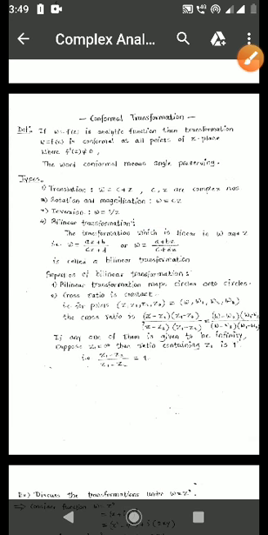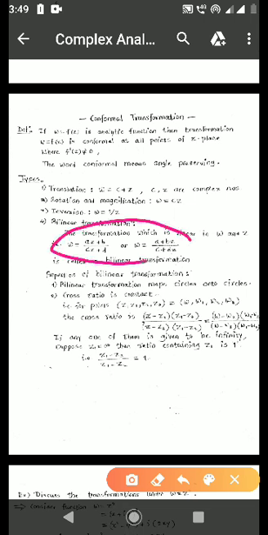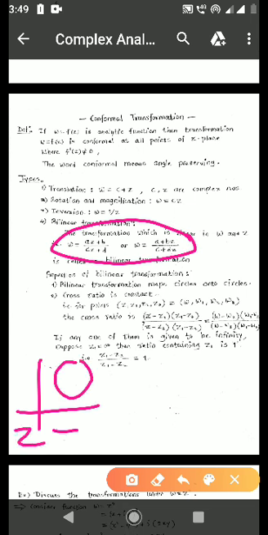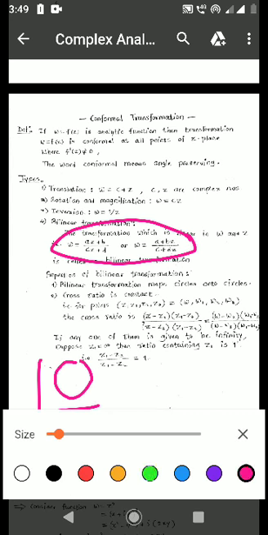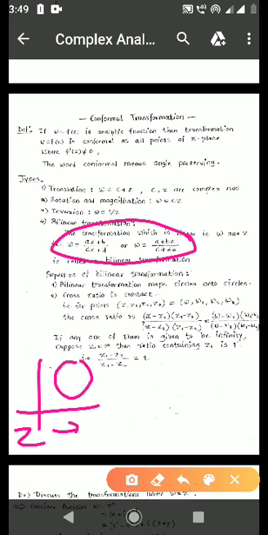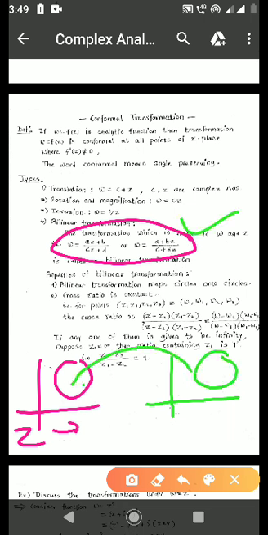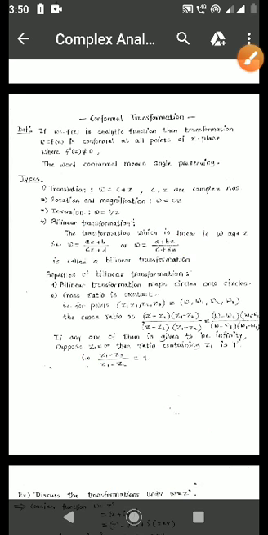Now the properties of this bilinear transformation: it always maps circles onto circles. That means this bilinear transformation maps circles in the z plane, this is the z plane, and suppose this is the w plane, onto circles in the w plane. That is the first property of bilinear transformation. Then the second property is that the cross ratio is constant.